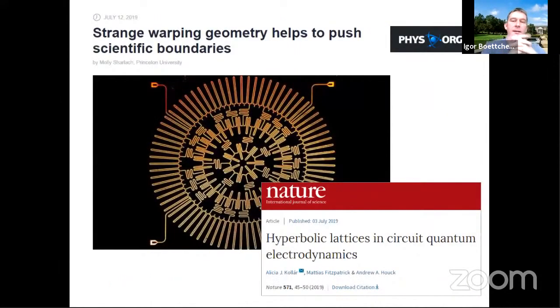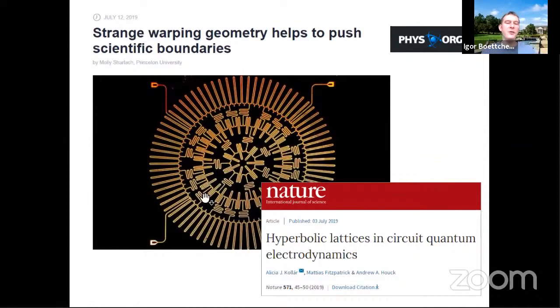And right into this came this nice headline based on this very nice paper by Alicia and collaborators: Strange warping geometry helps to push scientific boundaries. And it's about this paper, Hyperbolic Lattices in Circuit Quantum Electrodynamics. And the second I heard about it, I was immediately enticed by it. And it's a very beautiful work. And I decided to work on this and make some contributions to these wonderful experiments.